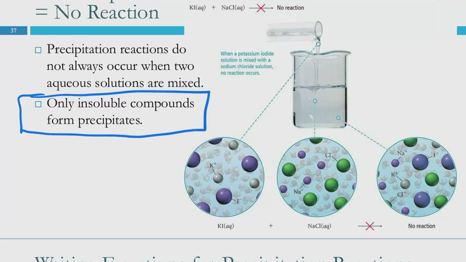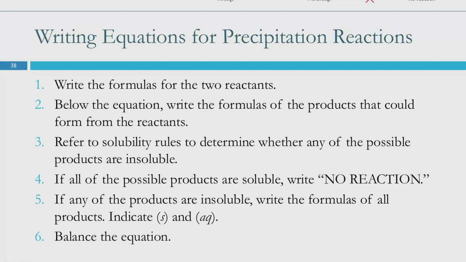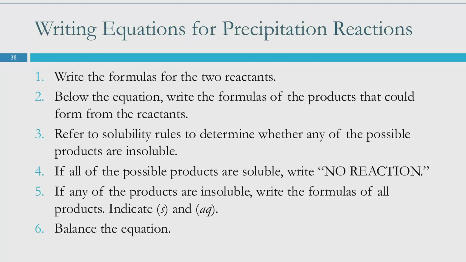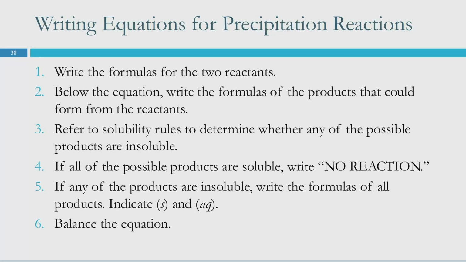Okay, so some rules, some steps to follow. We want to write our formulas for our two reactants. Below that, we'll separate them. I usually will separate them into their constituent ions. So we'll have one set of ions from our first solution, one set of ions from our second solution. And then you swap the negatively charged ions or the positively charged ions, don't swap both. And then put those back together, and those are our products. So that's how we predict our products.